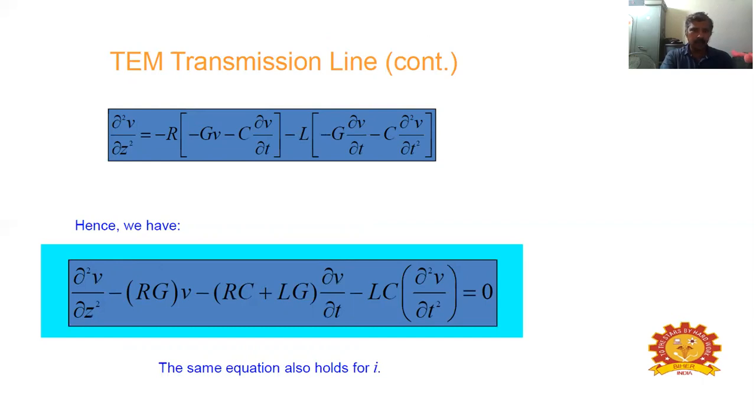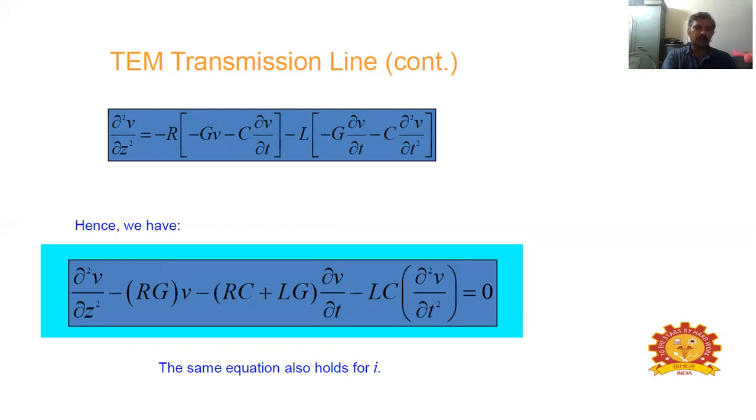We can see that ∂²V/∂z² is equal to minus R times (minus GV minus C ∂V/∂t), minus L times (minus G ∂V/∂t minus C ∂²V/∂t²). Hence, we can write it as we have LHS and RHS in the previous equation, moving the RHS onto the left-hand side, we get the equation like this.